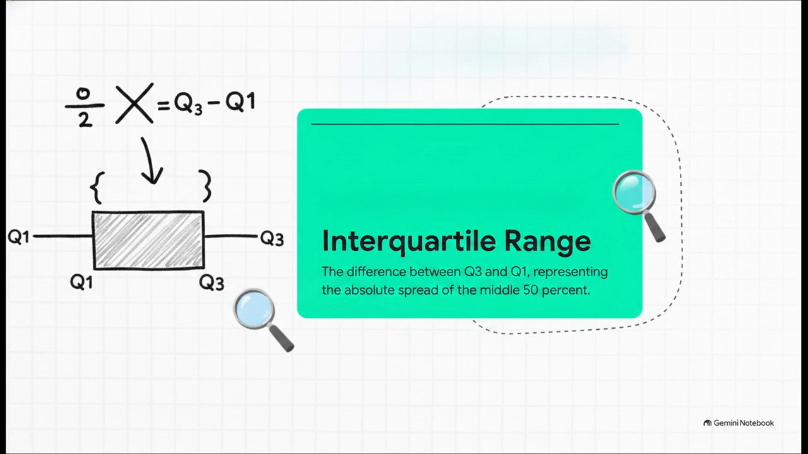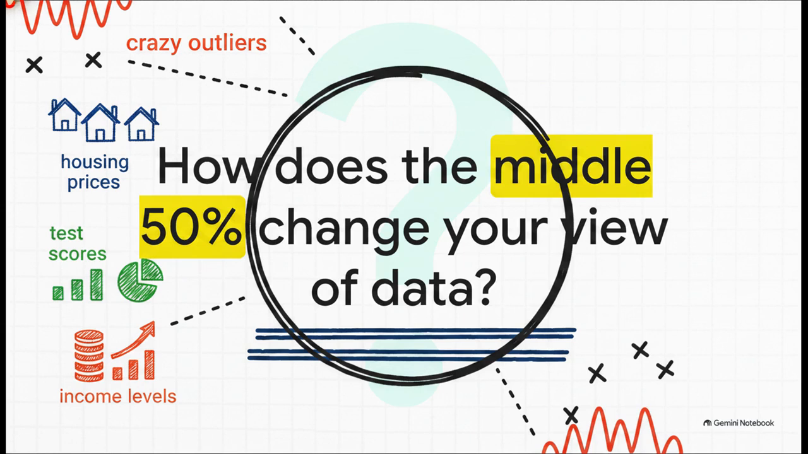So let's take a step back and ask, how does isolating and measuring just that middle 50% actually change how you view messy everyday statistics? Because whether you're looking at housing prices, test scores, or income levels, tools like the interquartile range and quartile deviation let you slice right through the noise of crazy outliers. They help you find exactly where the true, reliable heart of the data really beats.